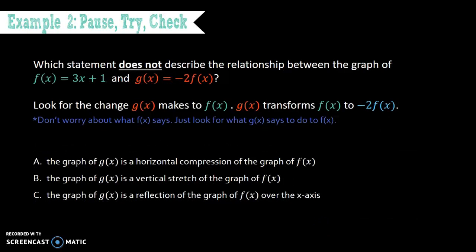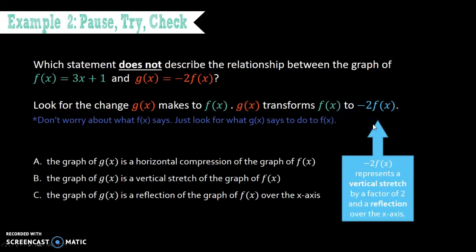We're going to be choosing the statement on this one that does not describe the relationship between the two. So pause and try this one. We're looking for the change that g of x makes to f of x. G of x is transforming our original f of x into this. It's saying take f of x and multiply it by negative 2. So that's what it tells us to do.